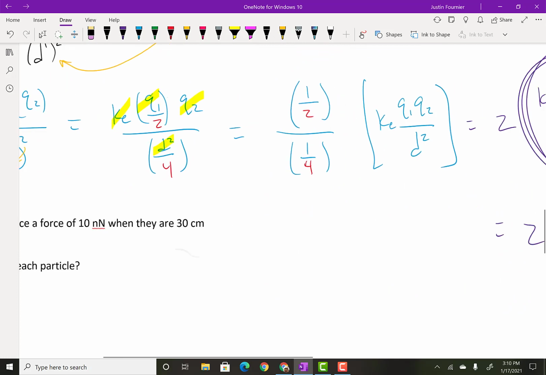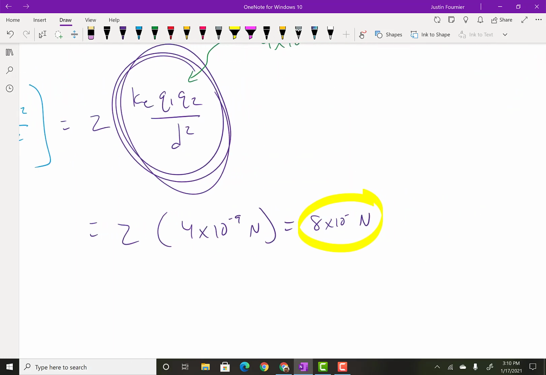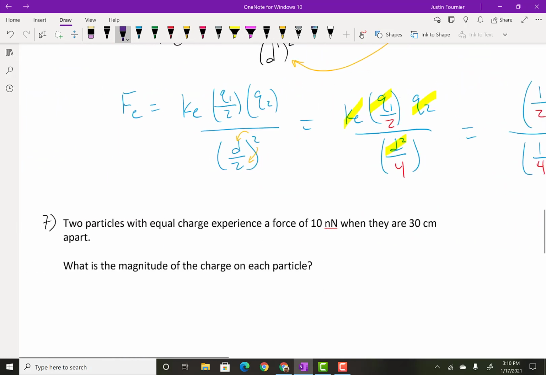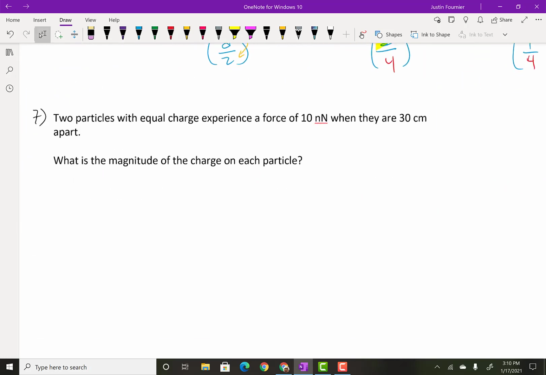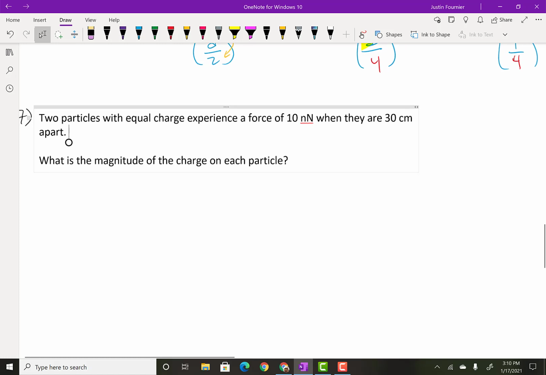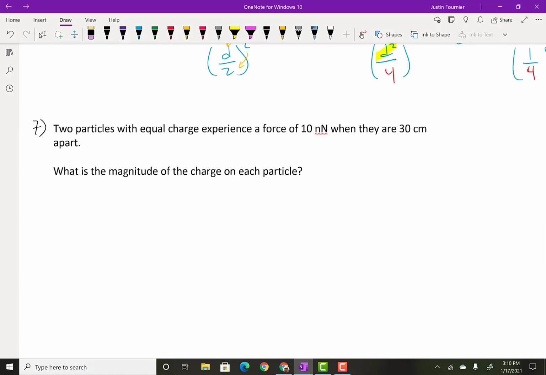So, okay. That should be times 10 to the negative 9. Now on to the last two, which are a little less complicated, so that's good. So we got 2 particles. This one's number 7 on your homework.